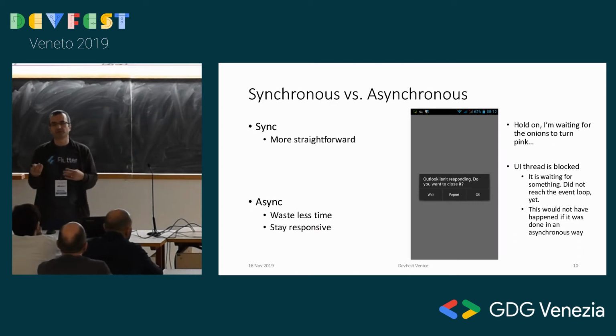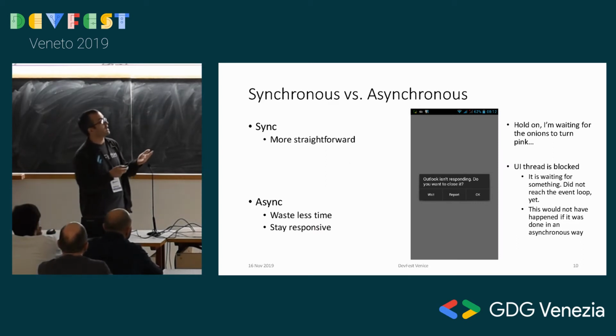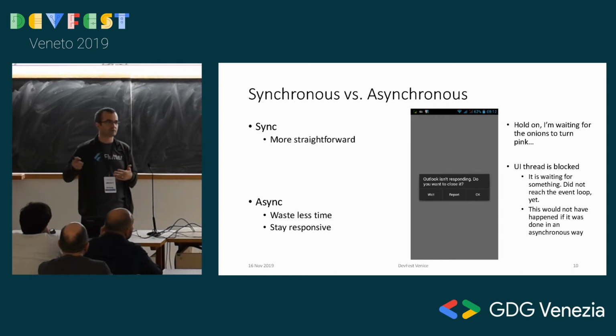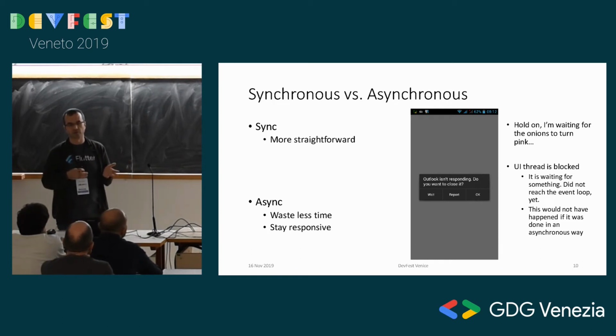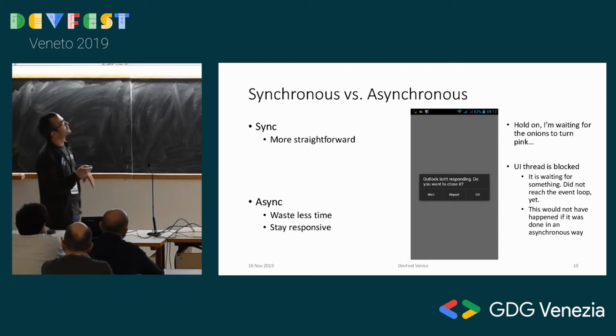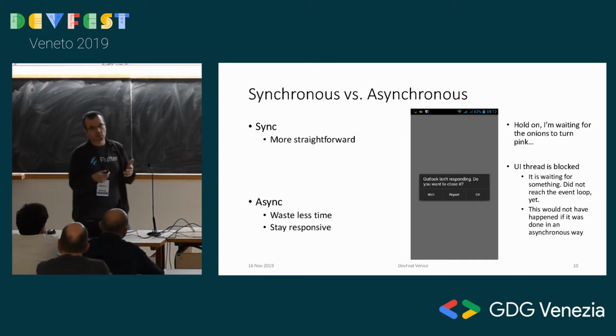The app is waiting for something else. It's not very important. So Outlook is not doing a scientific calculation that it cannot respond to your touches. It's just waiting for something somewhere, like a file system, like network. It's just waiting for it and ignoring you for the time being, right? So it's because this is written in a synchronous manner, that specific code. It's kind of like an old screenshot, but it's nice to bash Microsoft. So if you do it asynchronously, you waste less time and you stay responsive.